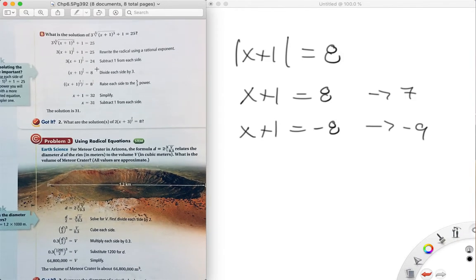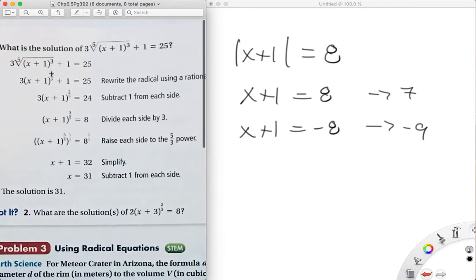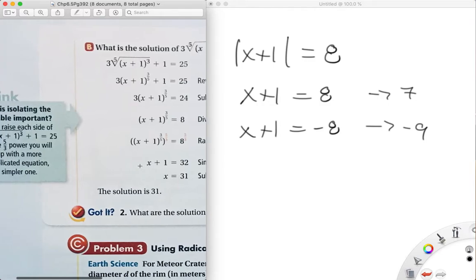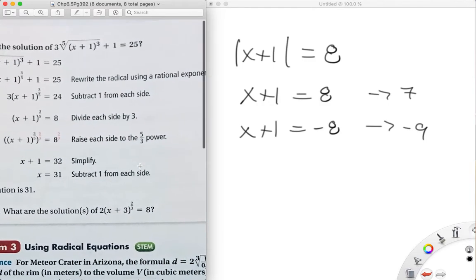In the case of this example, there is no even numerator. So when you do the reciprocal on all these sides, first they subtracted 1 from both sides, then they raised it to the 3/5, and they got 32. And then they subtracted 1. There is no plus or minus 32. Since there is no even number in the numerator, you don't have to do the absolute value. And then they got 31. And then did they do a check? They didn't do a check. Alright.